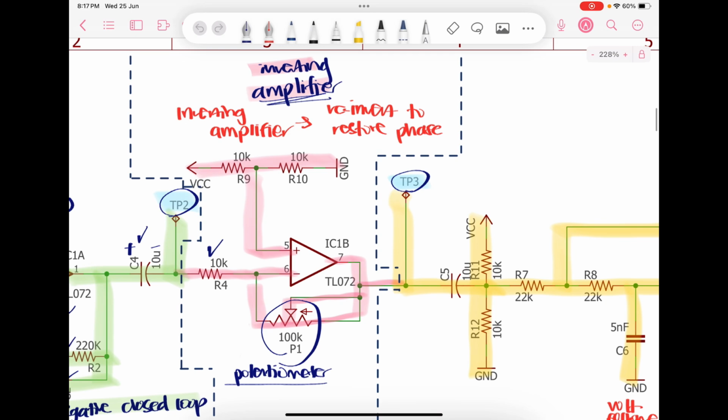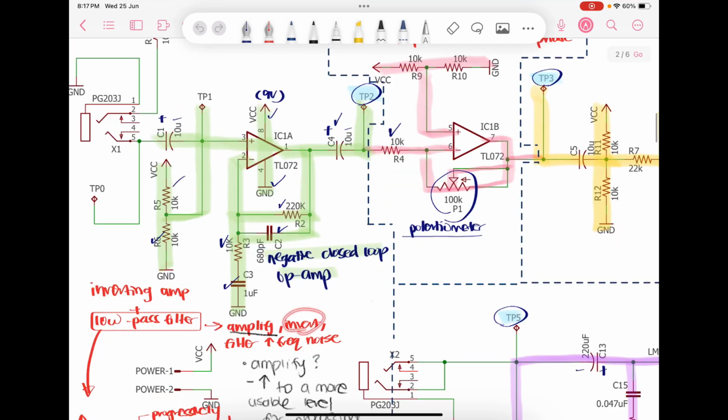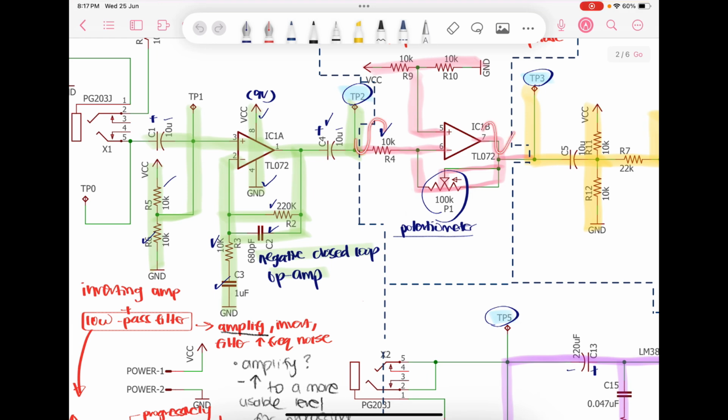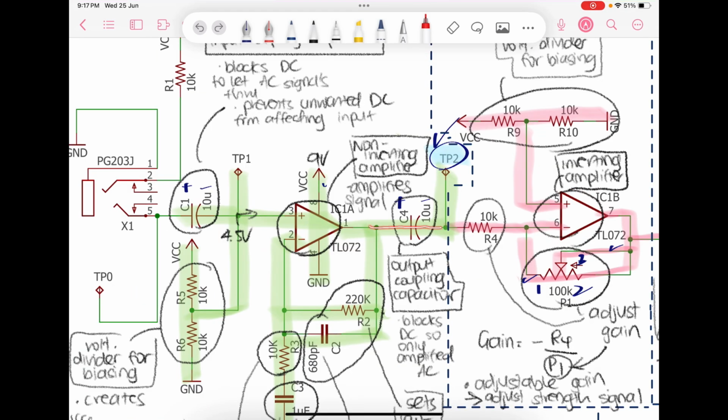Next, we have the inverting amplifier here. Since the input is inverted, this amplifier will re-invert it back. As the signal passes through, it goes to this 10 kilo ohms. Now this 10 kilo ohms is once again used to calculate the gain. It is paired with this 100k ohms.